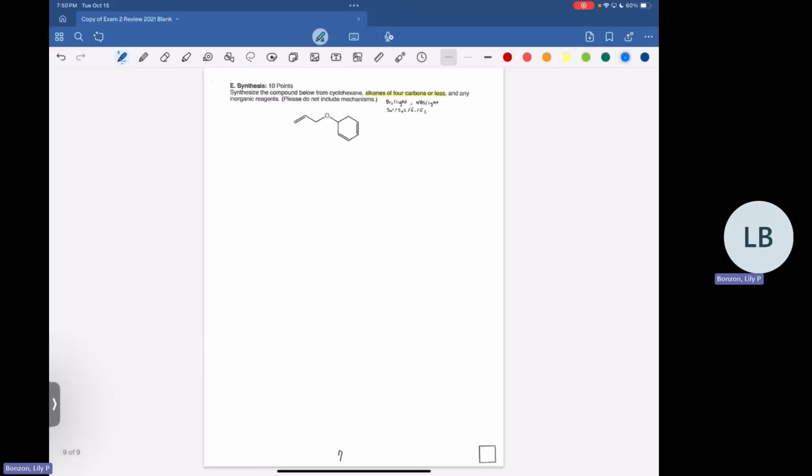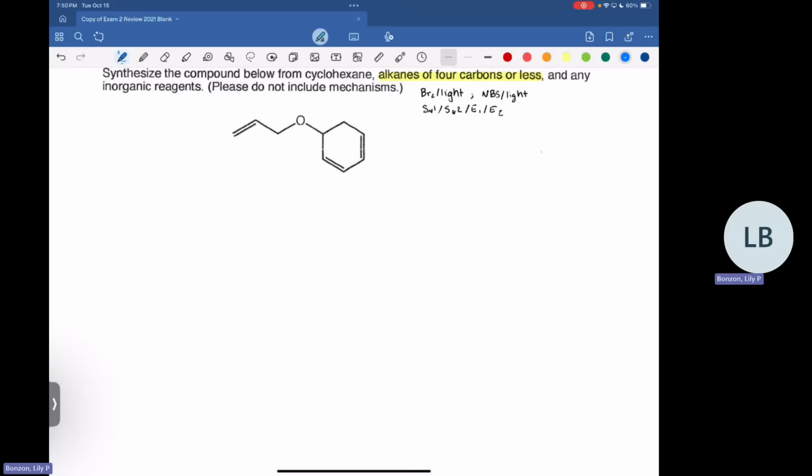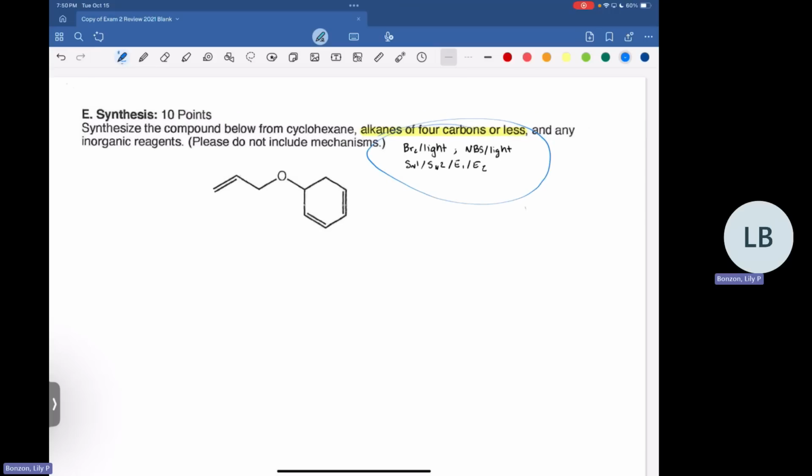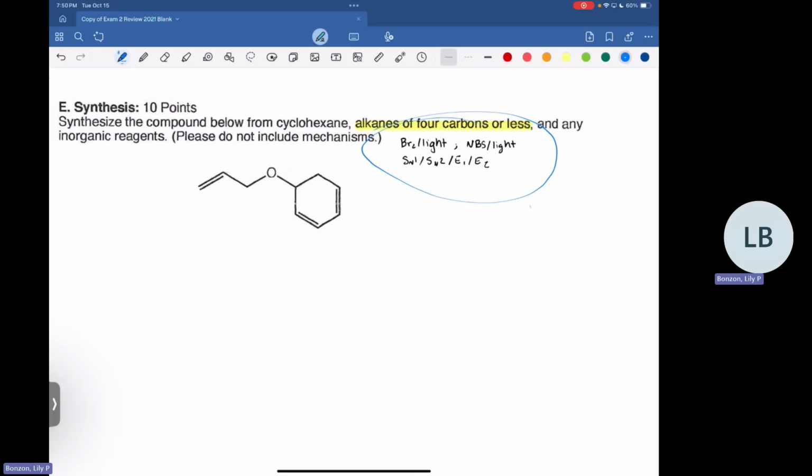Okay, so again, like everything else on this test, this is going to be largely your SN1, SN2, E1, E2 stuff. You'll also have some bromine and light and NBS and light reactions. So make sure you check with the instructions and see what you are allowed to start with. So we can start with alkanes, 4 carbons or less, or cyclohexane.